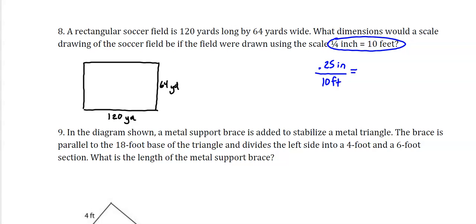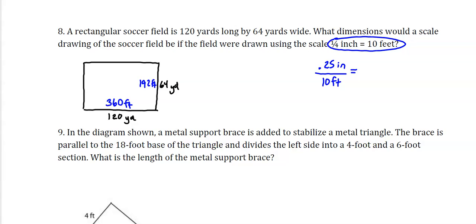So there's my conversion. But now I need some feet. So I'm going to change these yards. I know that for every 1 yard, there's 3 feet. So if I times these numbers by 3, I'm going to get 360 feet. And over here, I'm going to get 192 feet. So now I have some feet there.